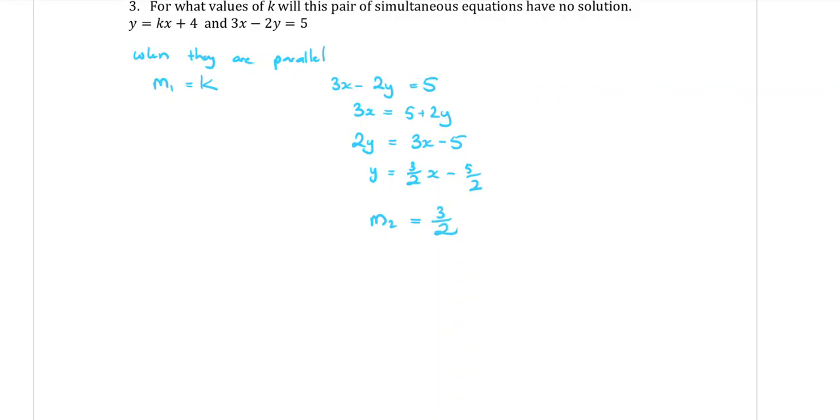Now, in order for them to never touch, remember that they are parallel, which means that those two gradients need to be equal. So that will happen when k is equal to 3 over 2. So that's your solution.